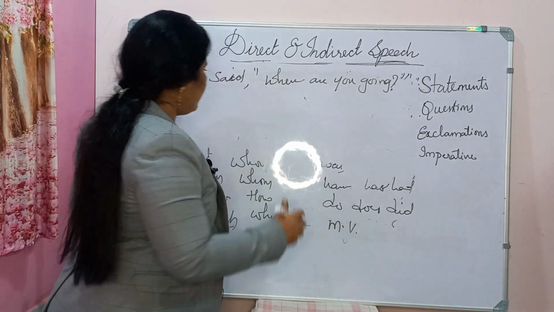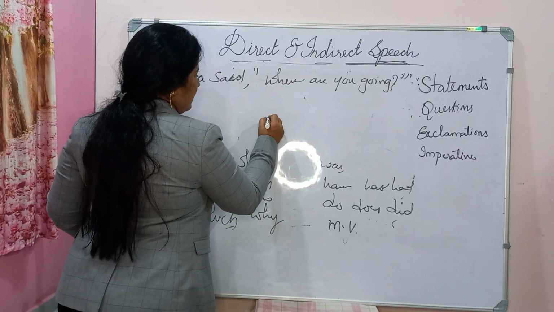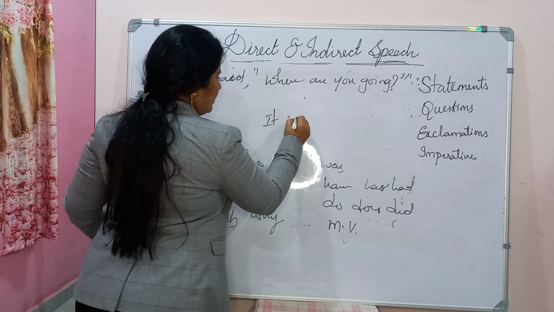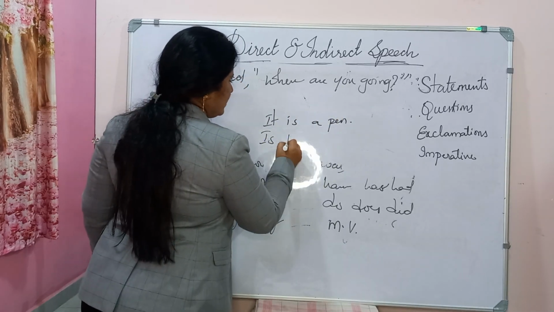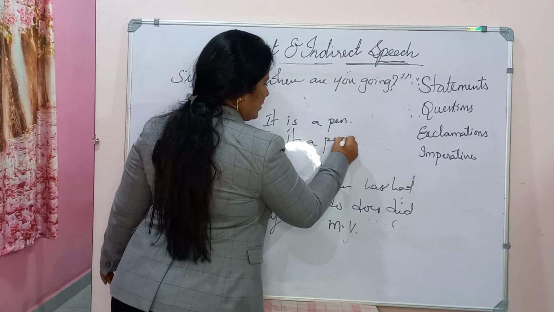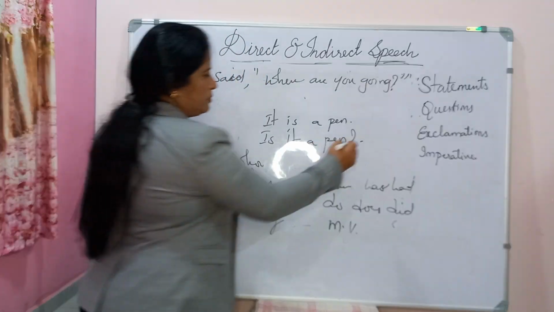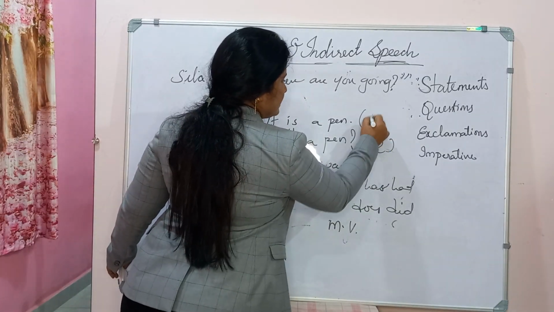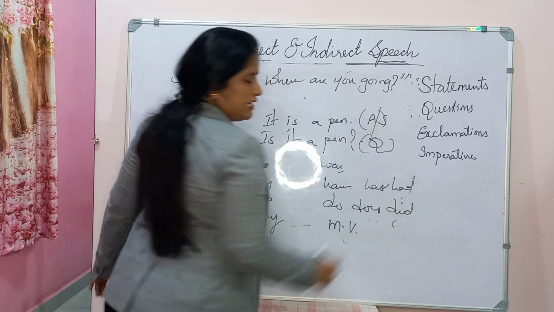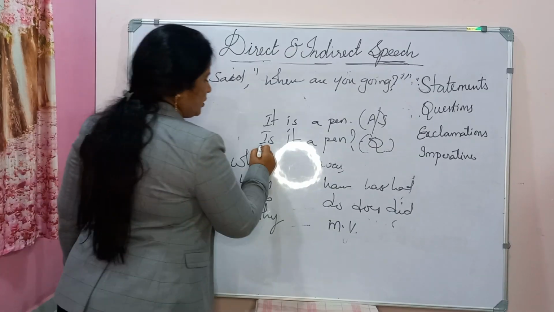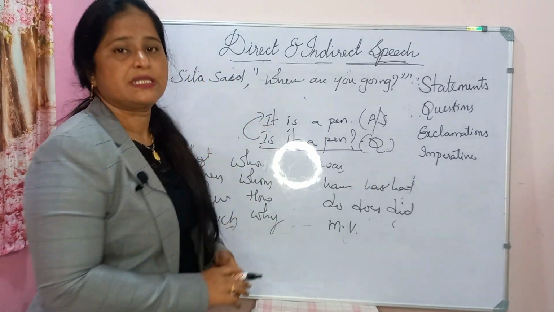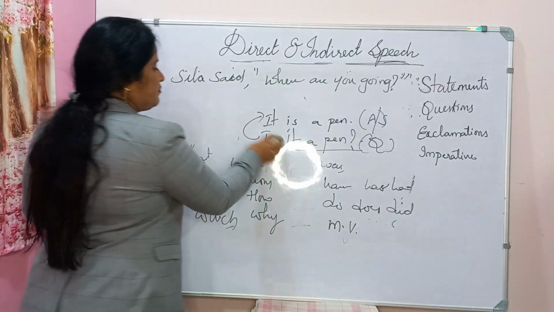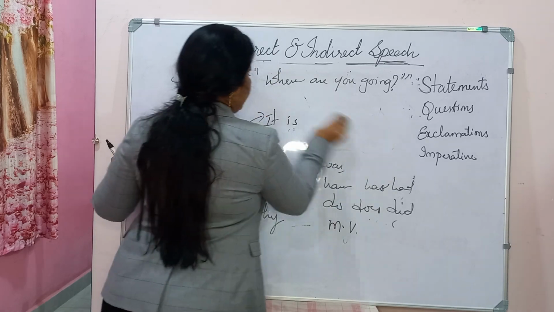So in the sense, remember that "It is a pen" is a statement. "Is it a pen?" is a question. So please remember, this is a question and this is an answer, meaning this is a statement. So if a question comes, all these questions should change into statements when we are changing from direct speech to indirect speech.